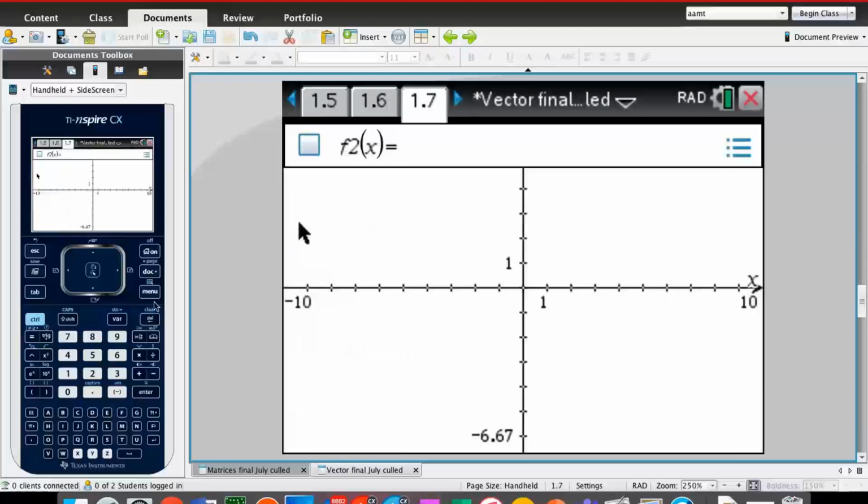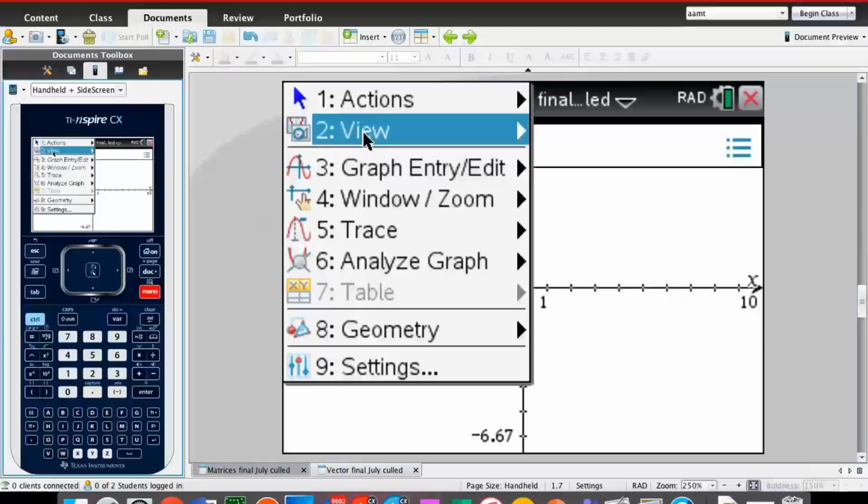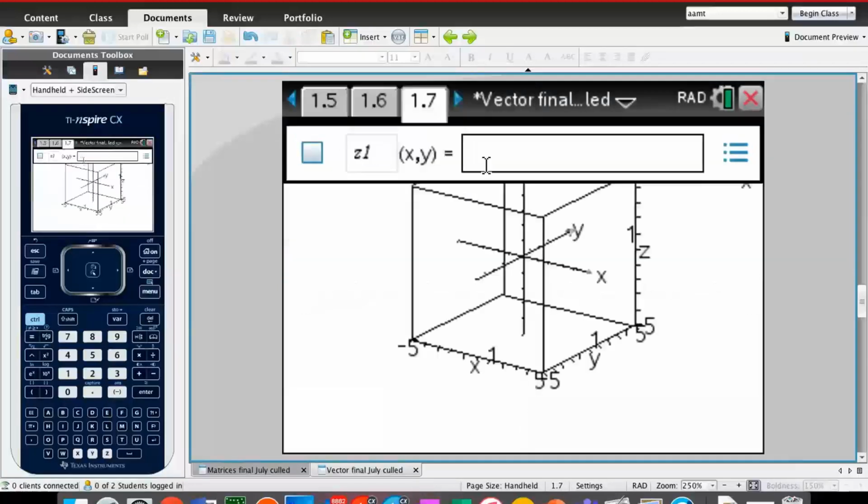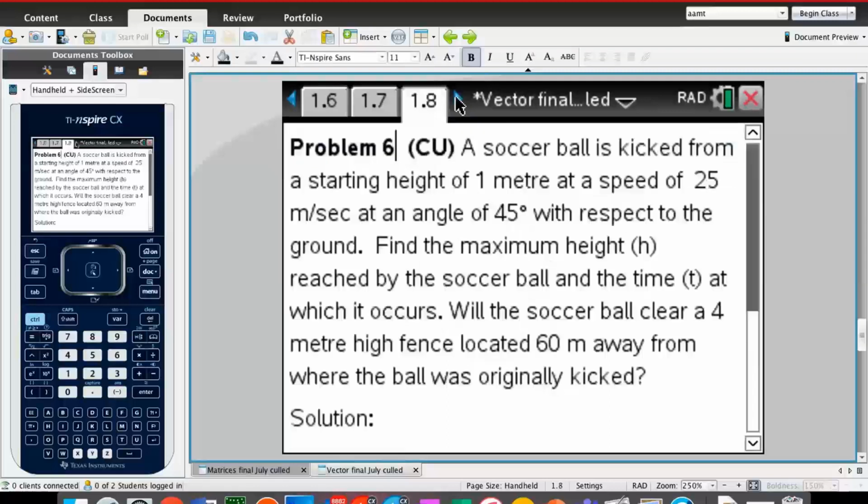So if you go into menu, view 3D, and if you put the point in, so I won't actually do that because I'm running out of time, but you can type in the equation there. Okay. And it's a bit hard to sketch that because it's 3D. Just wanted to get on to the last question before I hand over to Jim.